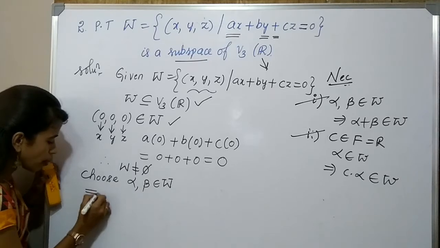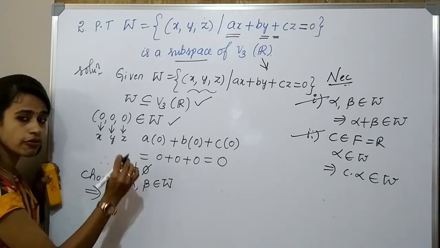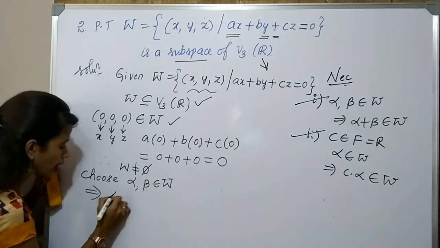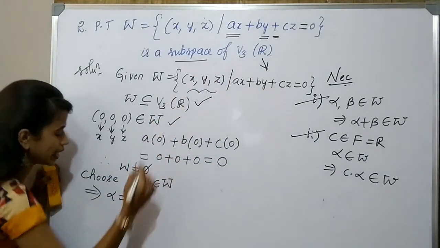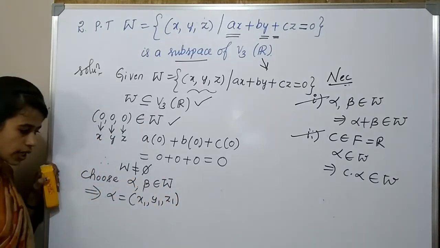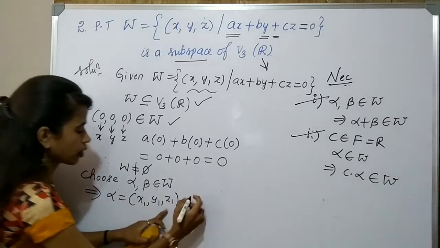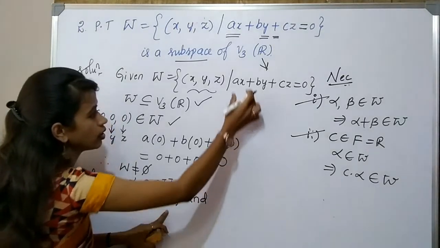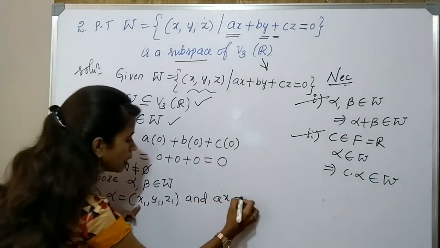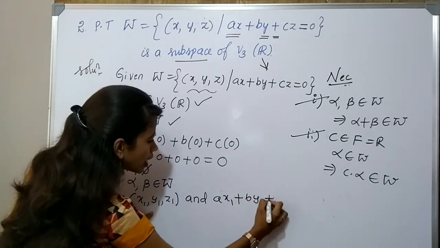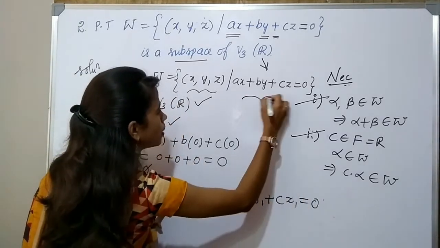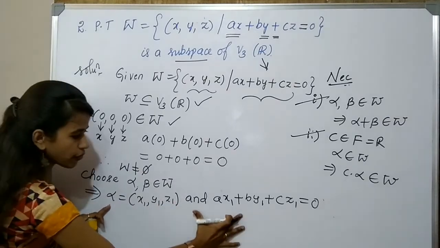So now, if alpha belongs to W, what does it mean? Alpha must be of the form x, y, z and satisfy this condition. So alpha must be in the form of x, y, z. I am taking here x1, y1, z1. And also a into first coordinate plus b into second coordinate plus c into third coordinate must be equal to 0. So to be in W, that element must be of this form.